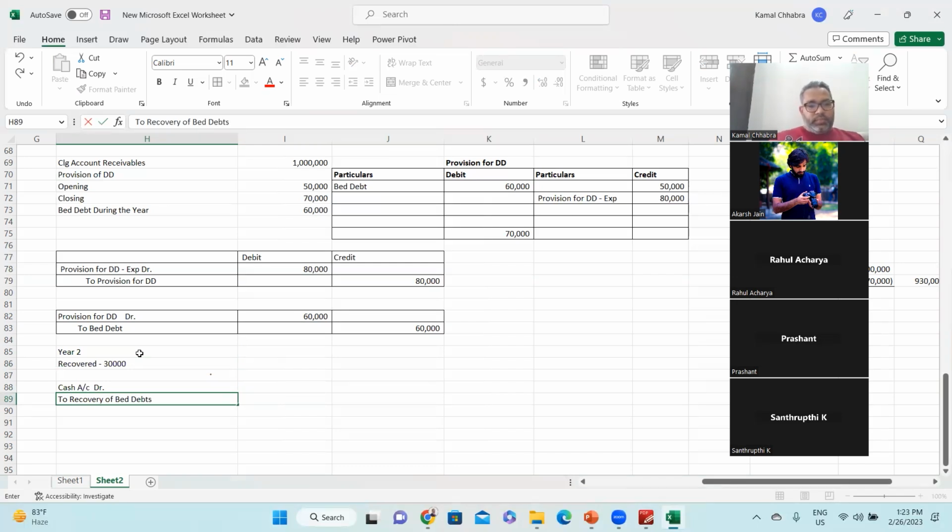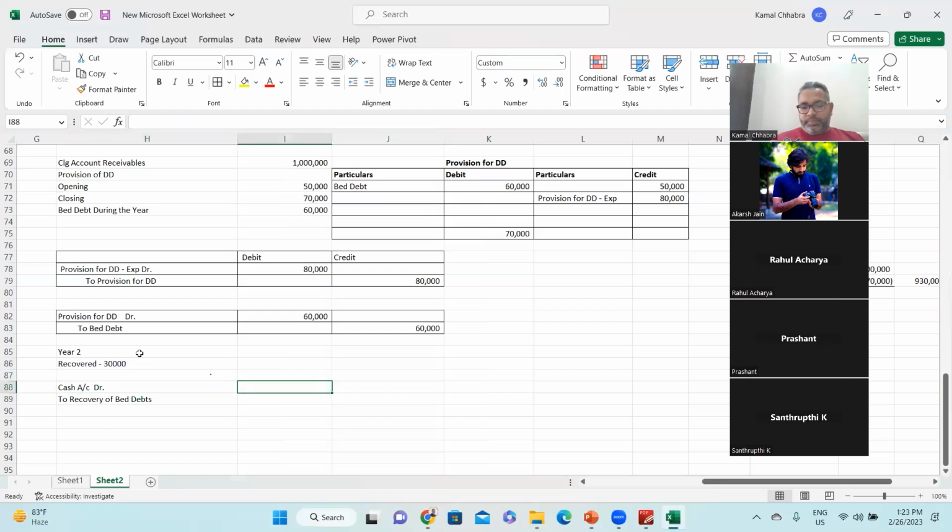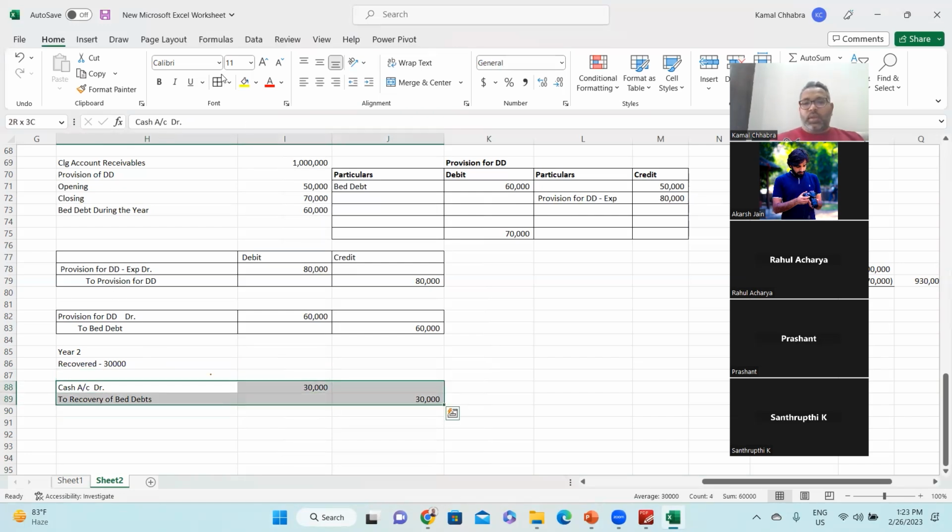Bad debt recovery. So it will be your income, right? So everyone agree? Rahul, Prashant, Santrupti? Everyone agree?